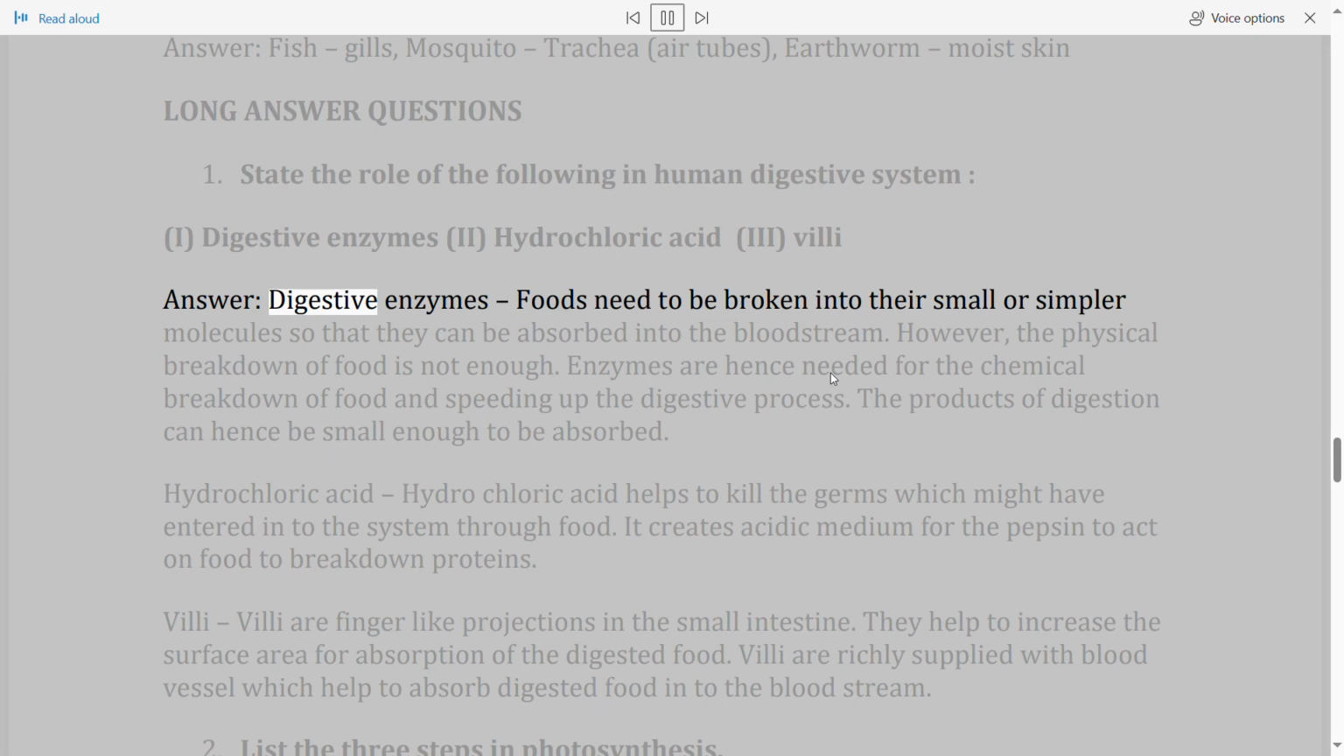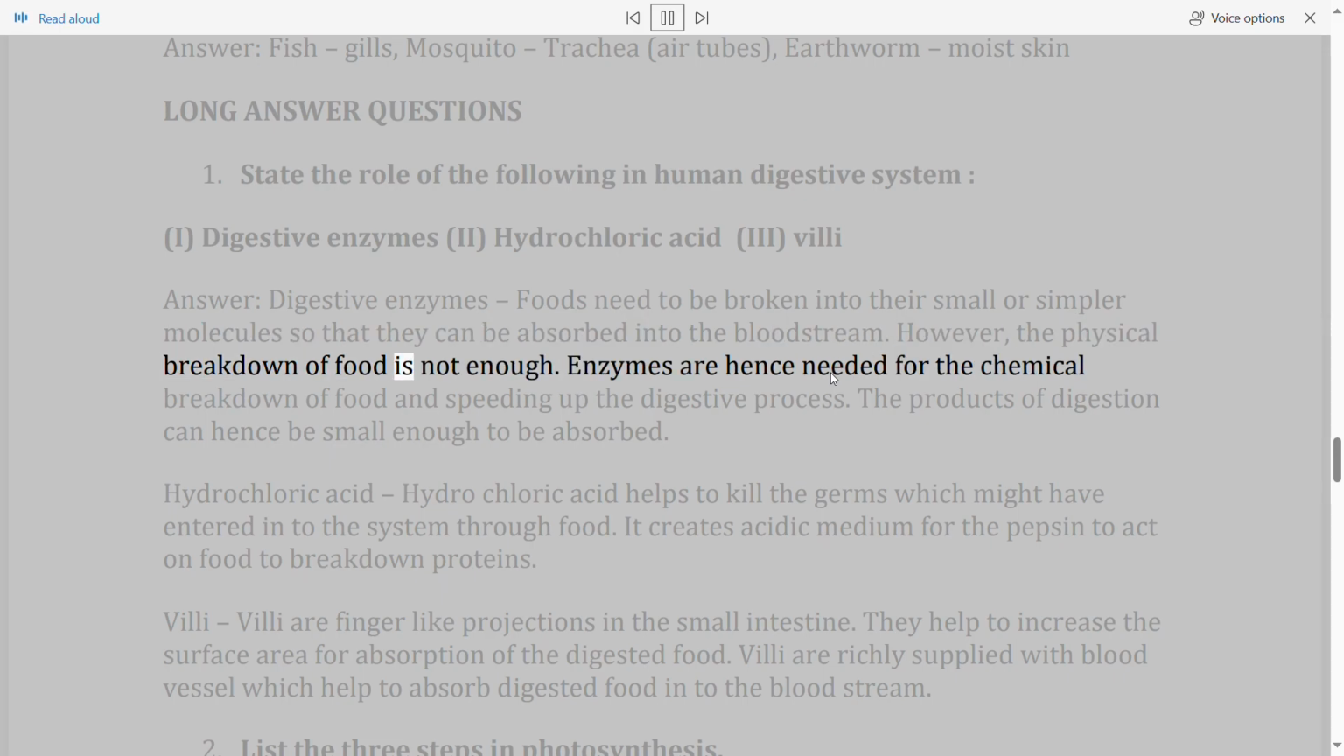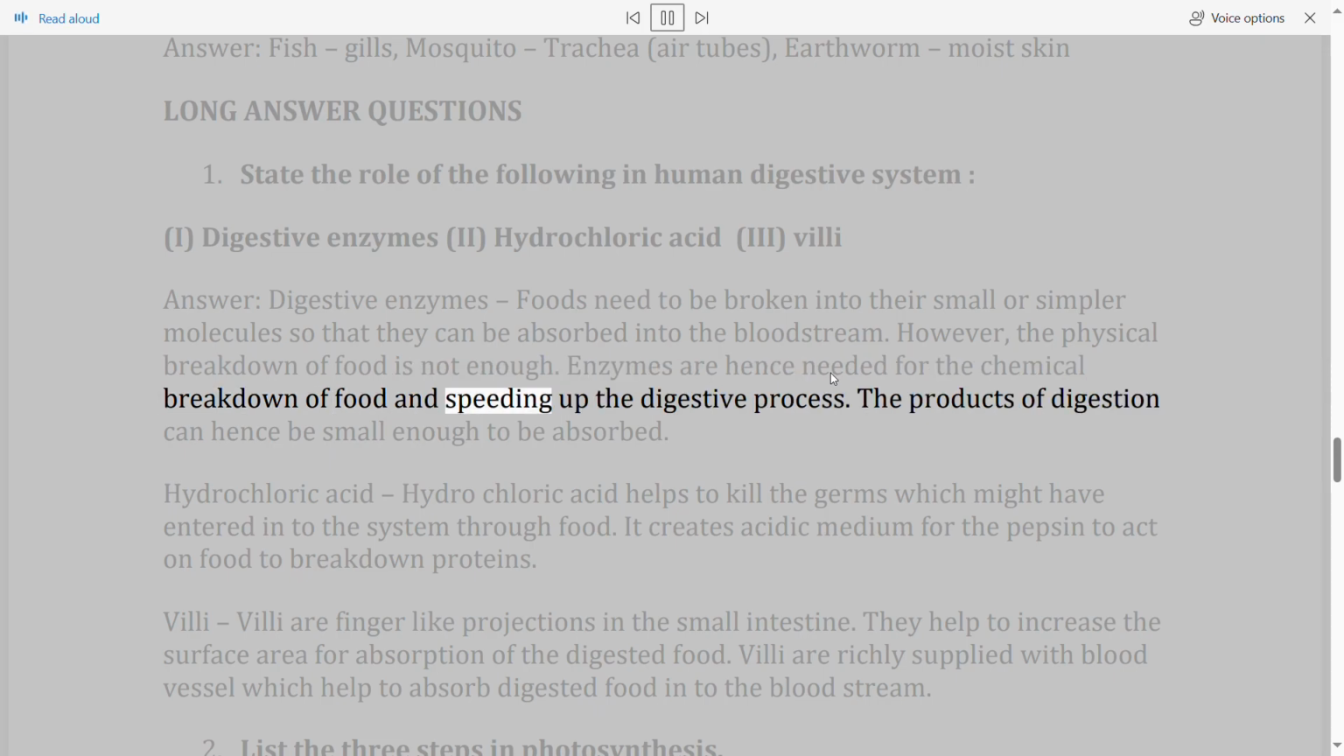Answer. Digestive enzymes. Foods need to be broken into their small or simpler molecules so that they can be absorbed into the bloodstream. However, the physical breakdown of food is not enough. Enzymes are hence needed for the chemical breakdown of food and speeding up the digestive process. The products of digestion can hence be small enough to be absorbed.